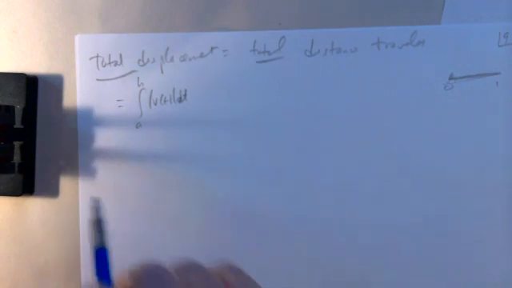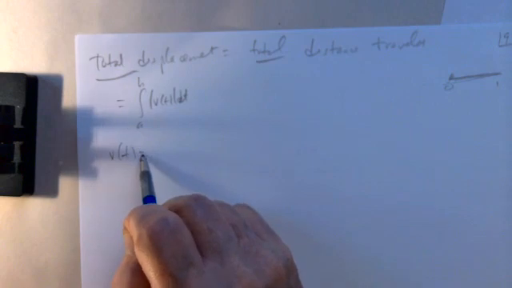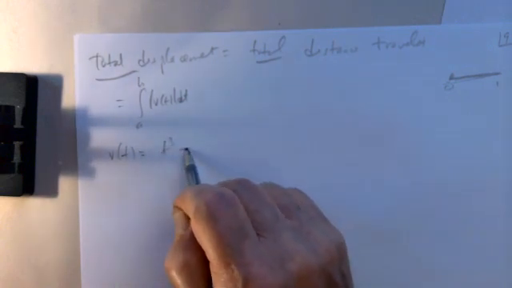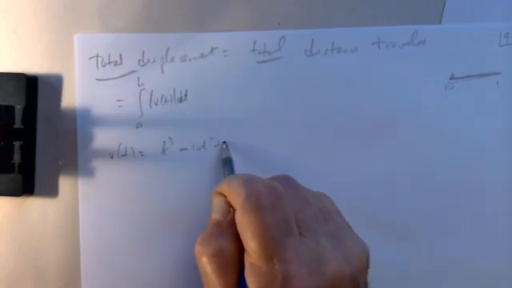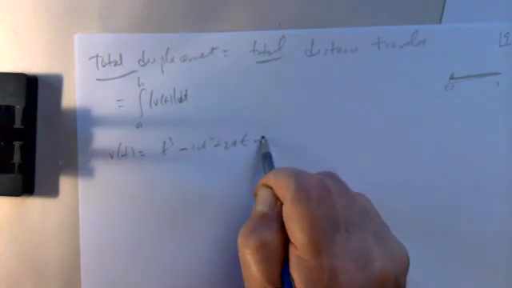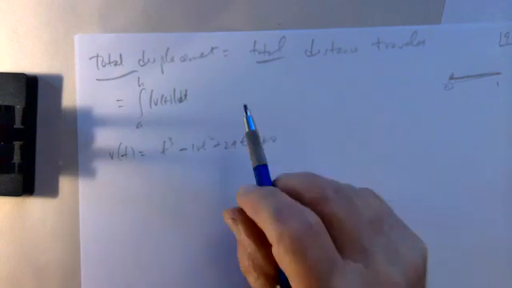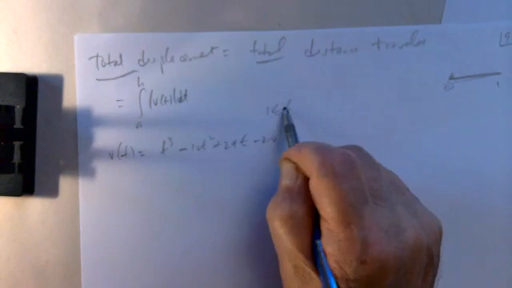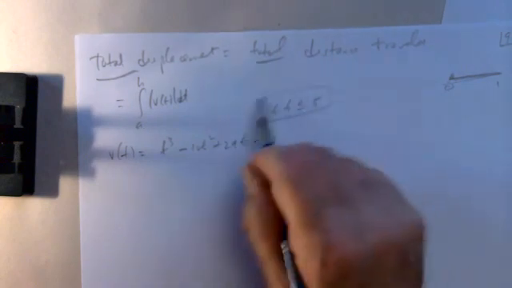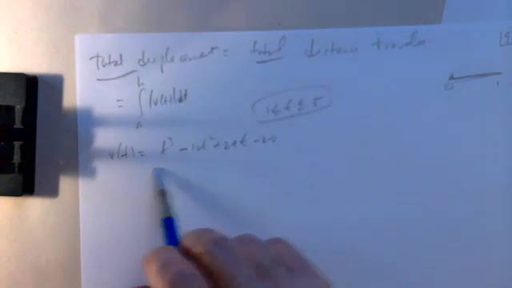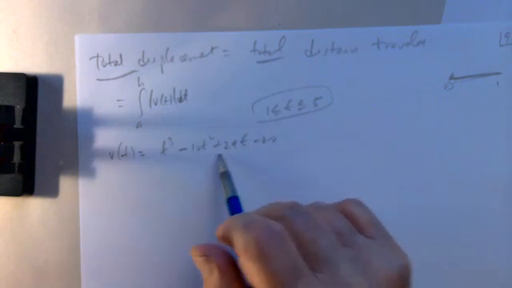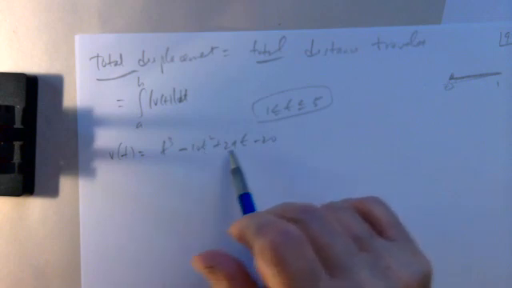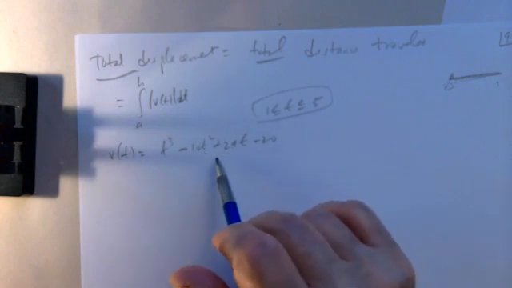So in the problem we just considered, the velocity was t cubed minus 10t squared plus 29t minus 20, for t from 1 to 5. And we want to integrate the absolute value of this. So for that, we need to know when this is positive and when this is negative.